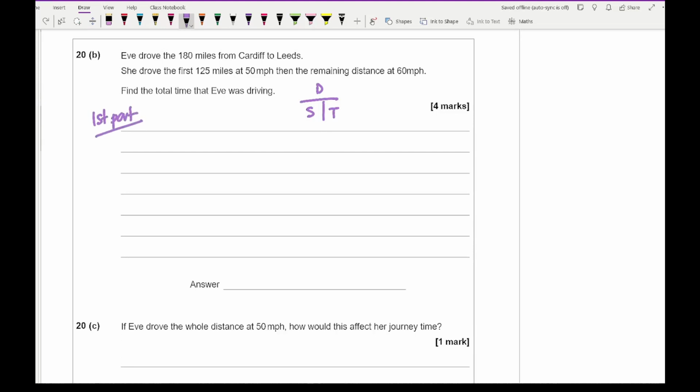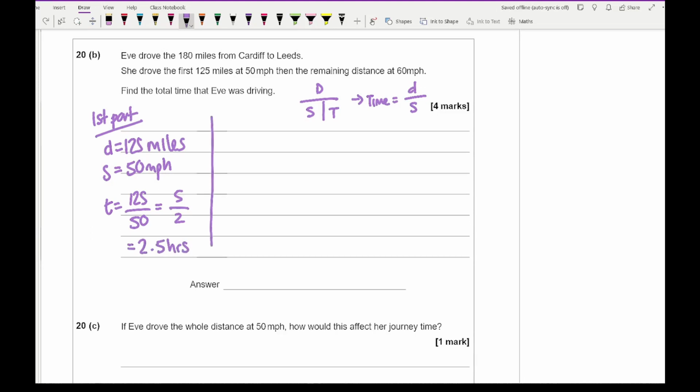in terms of using this, I know that time equals distance divided by speed. So for the first part, her distance was 125 miles and her speed was 50 miles per hour. So the time is going to be 125 divided by 50, and if I simplify this fraction, I divide both numbers by 25, in which I get 5 over 2. So the answer then is 2.5 hours.